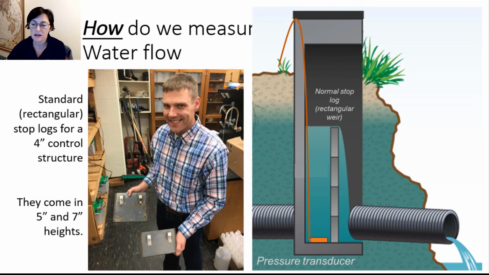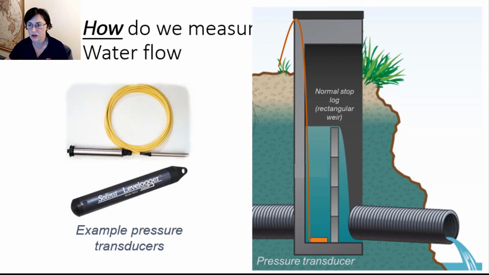The water monitoring device that's placed upstream of the stop logs, or essentially upstream of this weir that we have placed in the control structure, is generally a pressure transducer or a pressure sensor, which continuously senses and logs how much water is pushing down on it inside that control structure. And then that depth of water that's actually flowing over the top of those stop logs can be related to a flow rate.